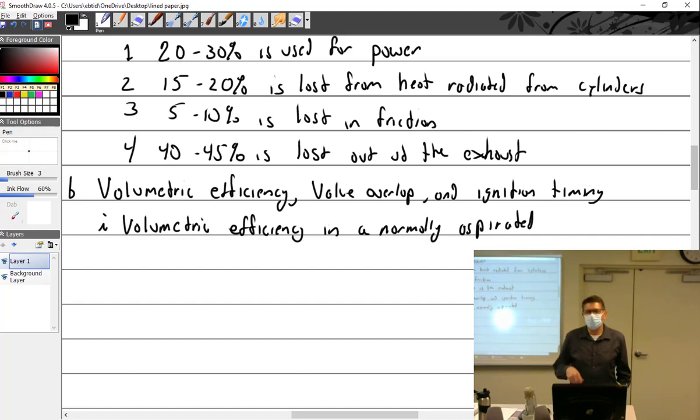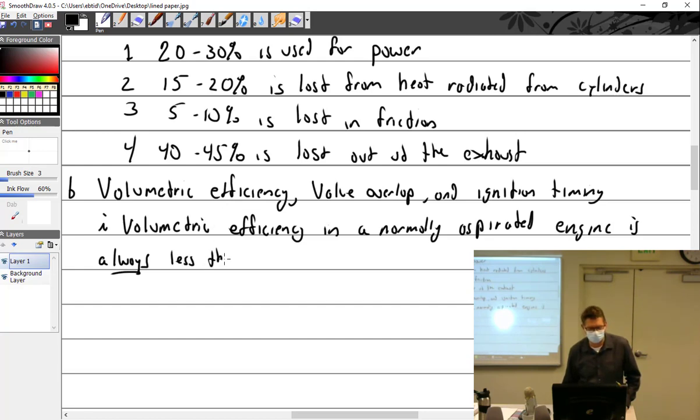So how does that relate to engines? It doesn't. So why did I tell you that? Just to give you a nice visual. Okay, volumetric efficiency of a normally aspirated engine is always less than 100%. Unless it's not running.